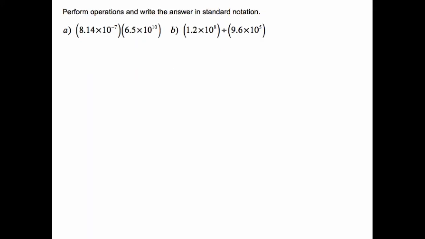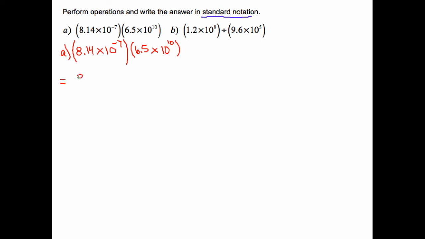Thank you. Perform operations and write the answer in standard notation. So we're starting with part A. We have 8.14 times 10 to the negative 7, a number written in scientific notation, and it's multiplied by another number written in scientific notation, 6.5 times 10 to the 10th. I want to write this product in scientific notation and then rewrite it in standard notation.